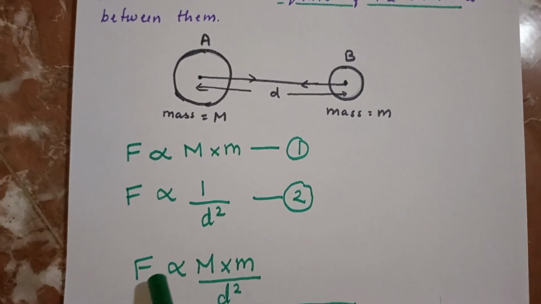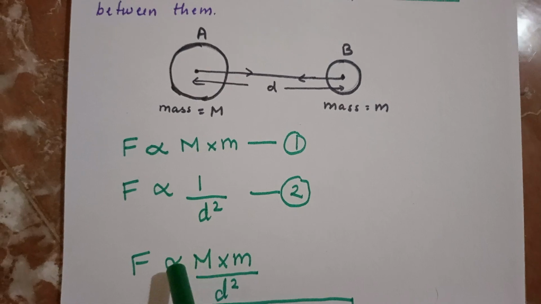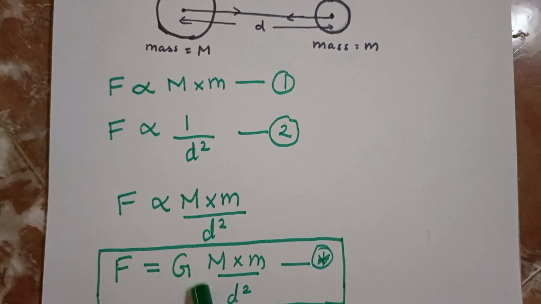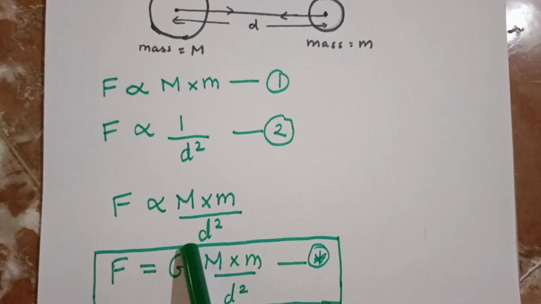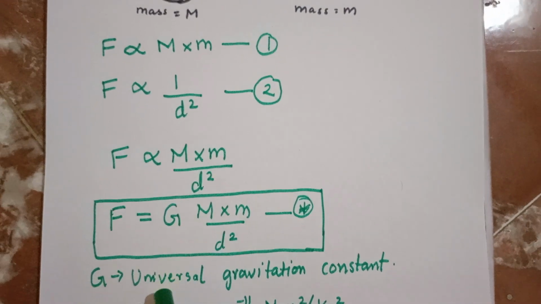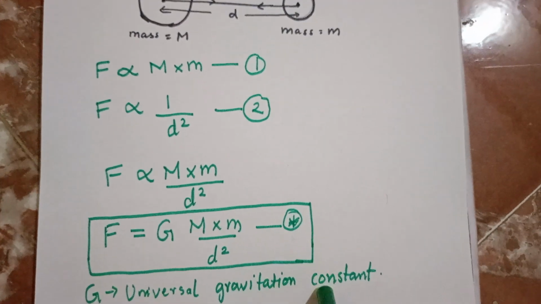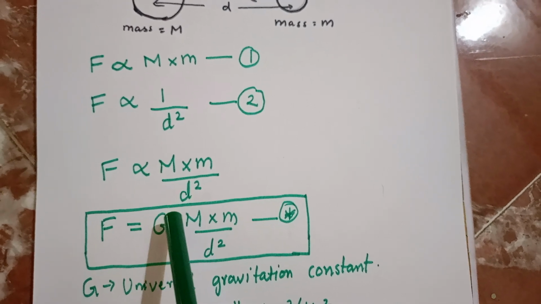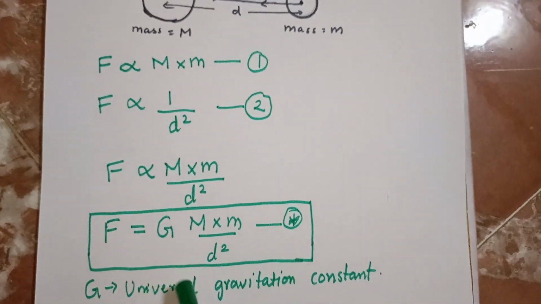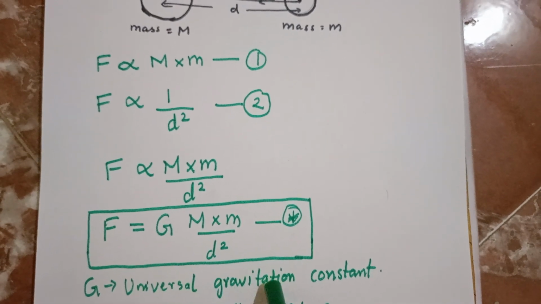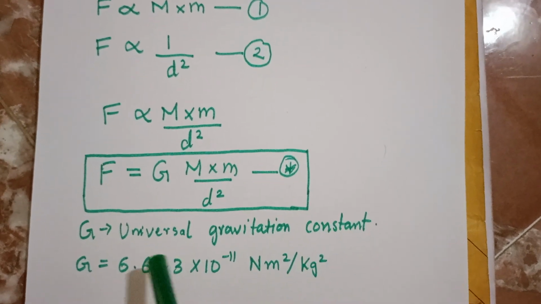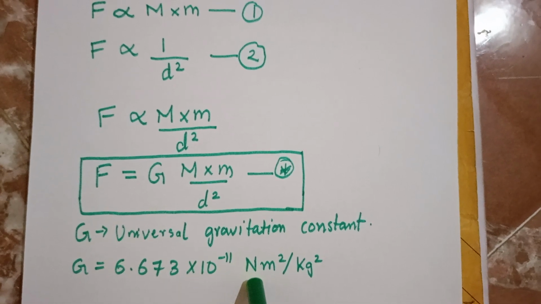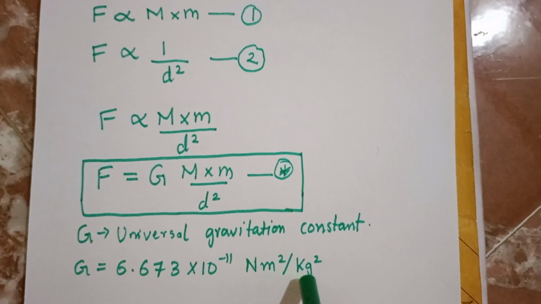And now we want to remove this proportionality symbol, and when we remove it we get a constant, which we take here as capital G. So what is G? It is the constant of proportionality, and it is also called the universal gravitation constant. We consider this as universal, so we name it the universal gravitation constant, and the value of this G is 6.673 into 10 to the power minus 11, and the unit of it is Newton meter square per kg square.